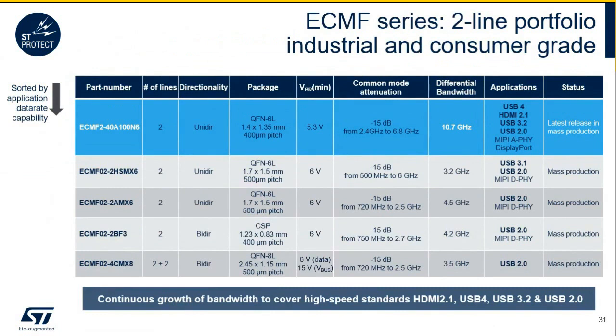For the ECMF two lines, this table is also ranked by the data rate capability. The major application that we cover is the USB 2 for all these devices. And then, according to the trade-off between the common mode attenuation and differential bandwidth, we have one device with a resolution starting from 500 MHz. And we also have this device starting from 700 MHz.